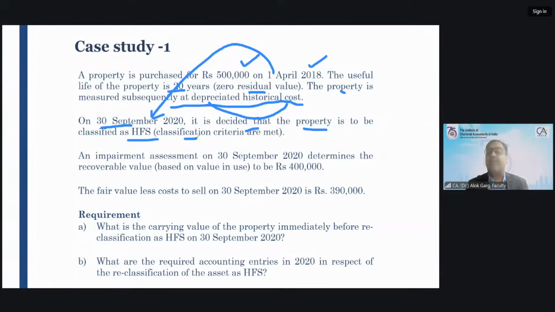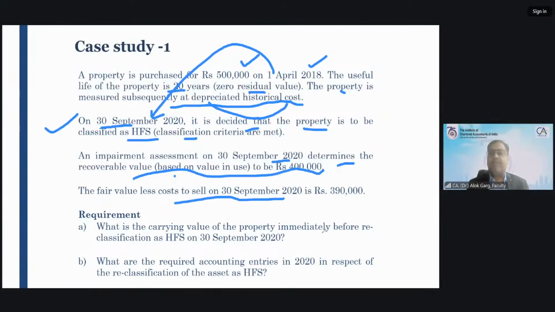Classification criteria are met. An impairment assessment on 30th September 2020 determines the recoverable value based on value in use to be rupees 4 lakh. Friends, the fair value less cost to sell on 30th September 2020 is 3,90,000. Now, you need to determine the carrying value of the property on the date of held for sale, and what is the value of this non-current asset held for sale? At what value is it going to be classified as held for sale?